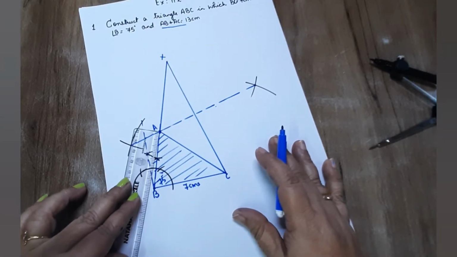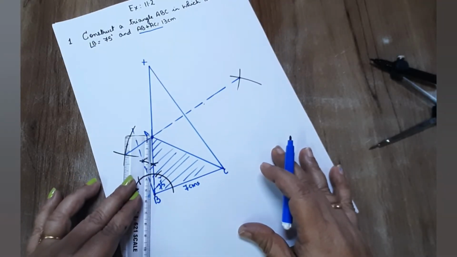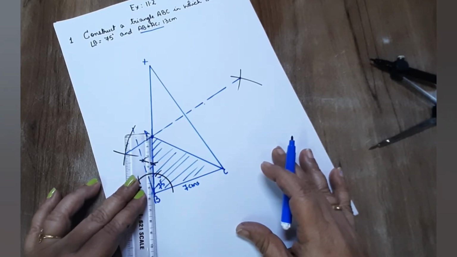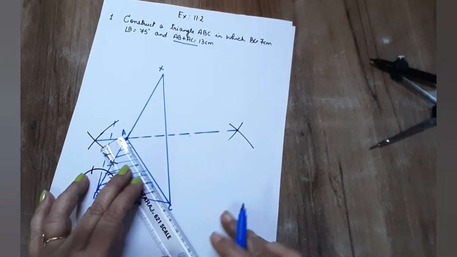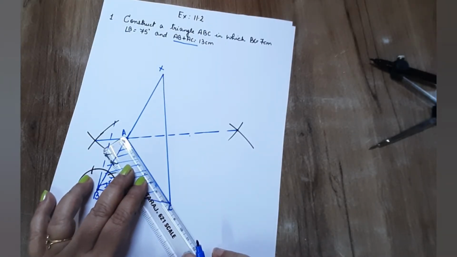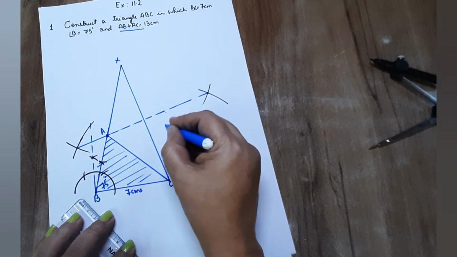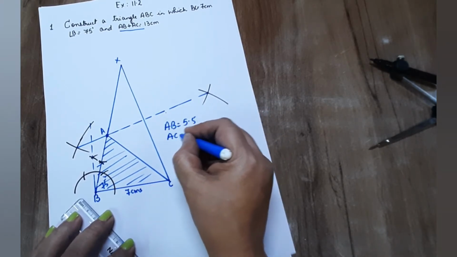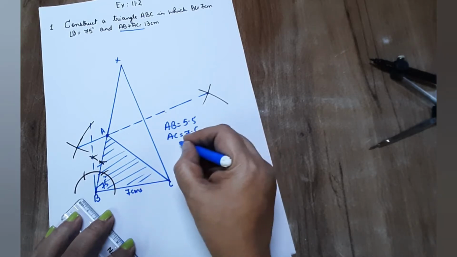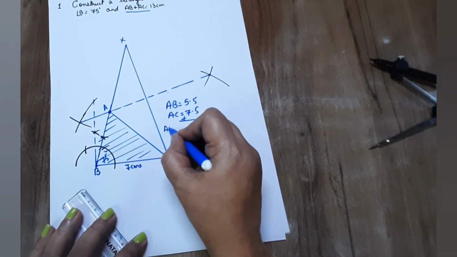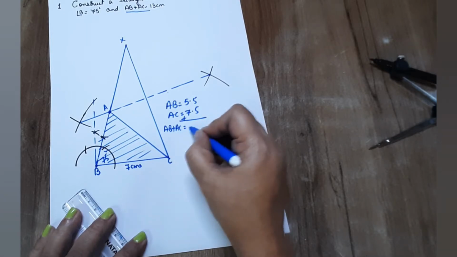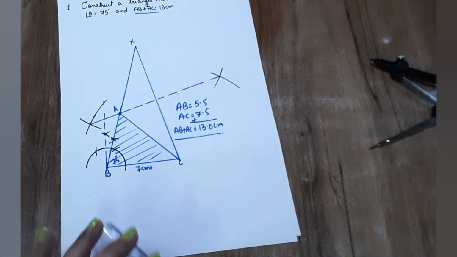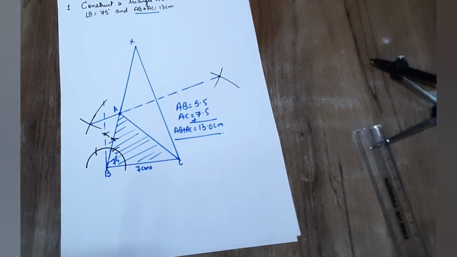Now let us measure. We have to get correct 13. AB I have got as 5.5 and AC I got as 7.5. So AB is 5.5, AC is 7.5. When you add them, we get AB plus AC equal to 13 centimeter. Steps of construction will be displayed on the screen.